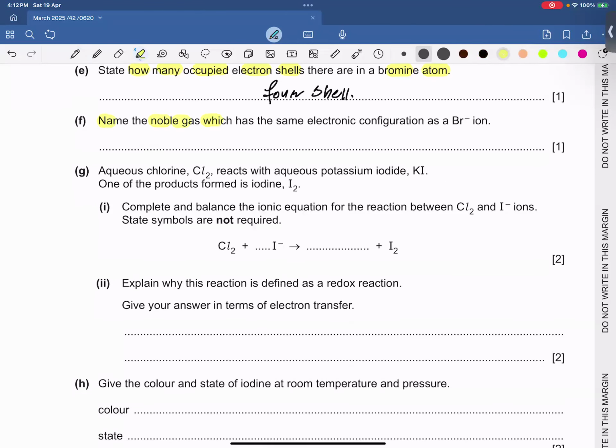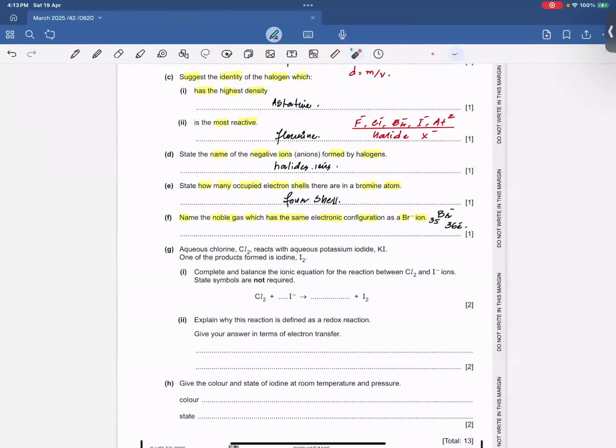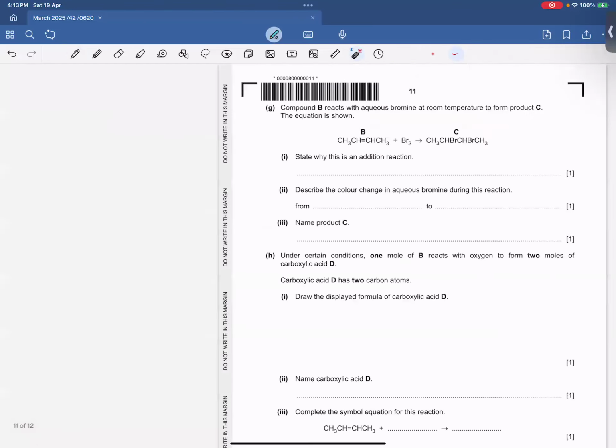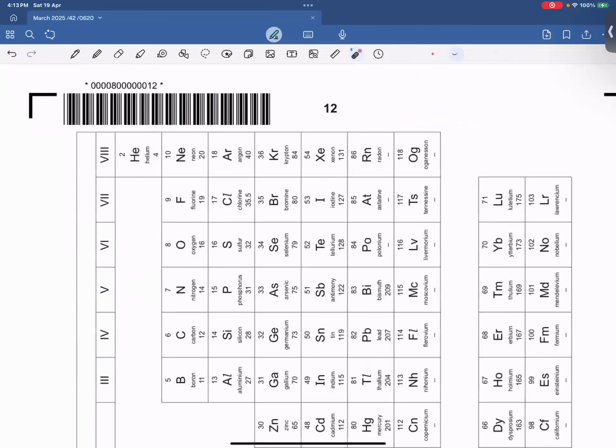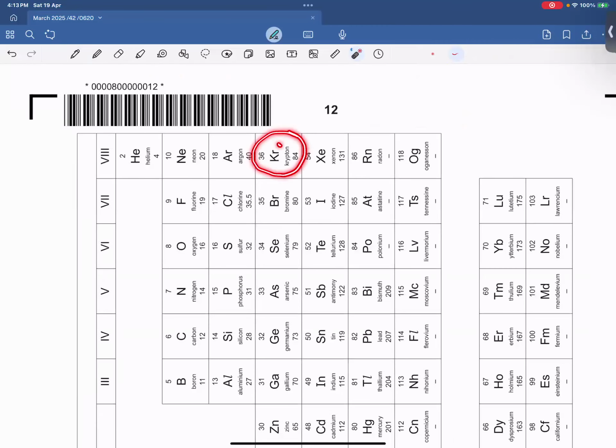Name the noble gas which has the same electronic configuration as bromide. Bromine has an atomic number of 35 and it has a negative charge, which means in total we have 36 electrons. So let me check which noble gas has total 36 electrons. Let me check from the periodic table. Krypton has an atomic number of 36, which means krypton is going to be the right answer.